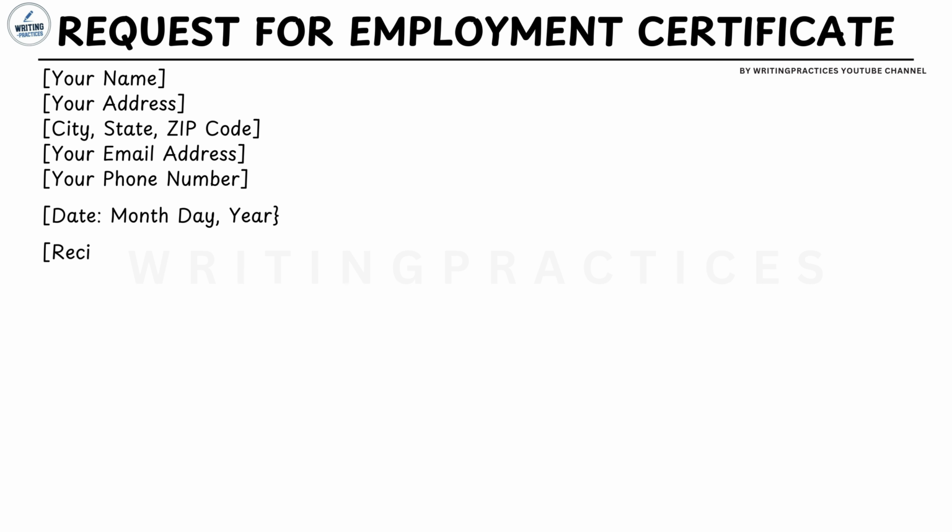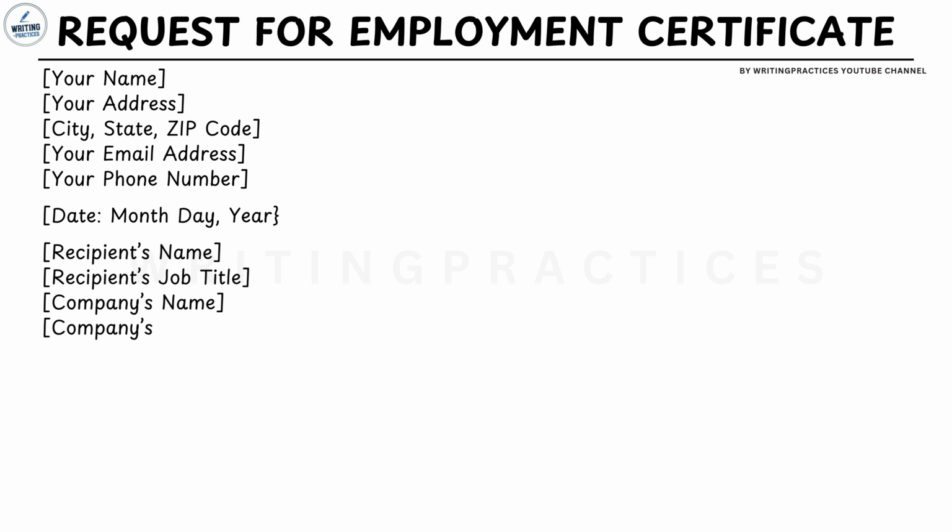Recipient's information. Following the date, you'll address the recipient by providing their details. This includes their name, job title, the company's name, and its address. For example, recipient's name, recipient's job title, company's name, company's address, city, state, zip code. This section confirms who the letter is directed to, adding another layer of clarity and professionalism.